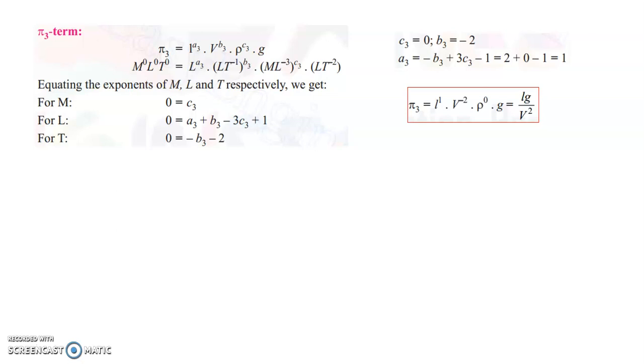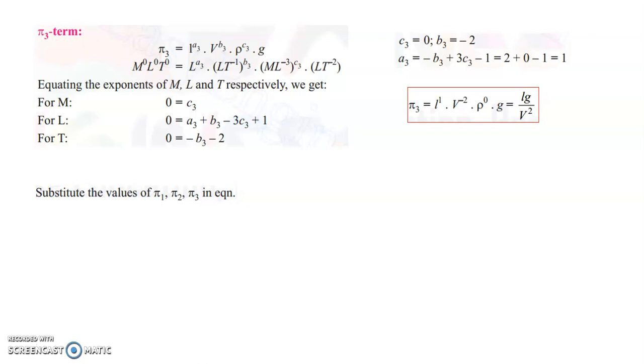The last one remaining is pi 3. Pi 3 is L to the power A3, V to the power B3, rho to the power C3 into g. This is dimensionally homogeneous. By equating the powers of M, L, T, calculate the values of A3, B3, C3. A3 is 1, B3 is minus 2, C3 is 0. And here comes your pi 3. Pi 3 is L into g divided by V square. Now what we have are the values of pi 1, pi 2, pi 3.